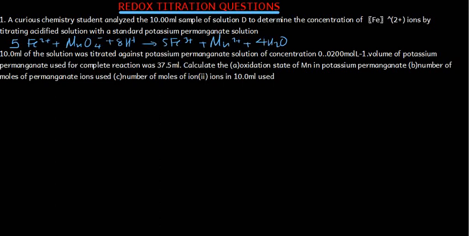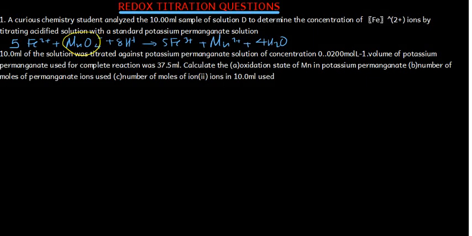Now, the first question: calculate the oxidation state of manganese in potassium permanganate. Potassium permanganate gives us these ions which you are seeing here, and we have been given MnO4 minus. Now, what is the oxidation number of manganese?